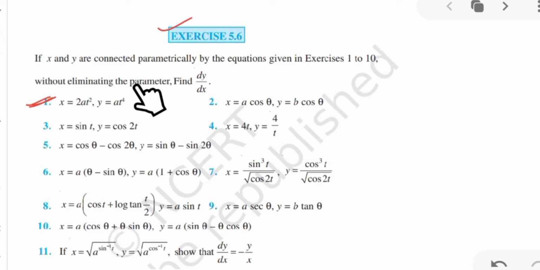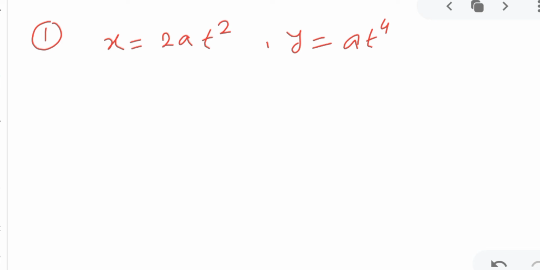So we have to find dy upon dx, and x is given as 2at square, y is equal to 8t to the power 4. I will start from here. First question: x is given as 2at square, and y is given as at to the power 4, and we have to find dy upon dx. How can we find this?